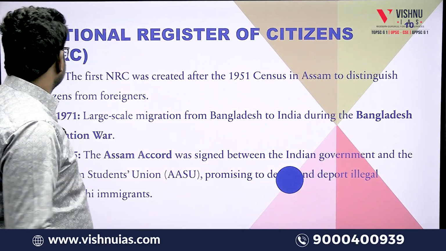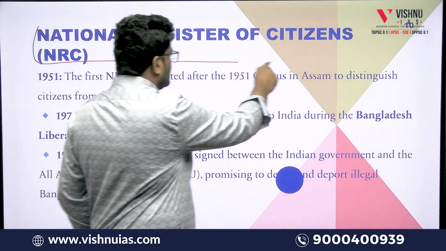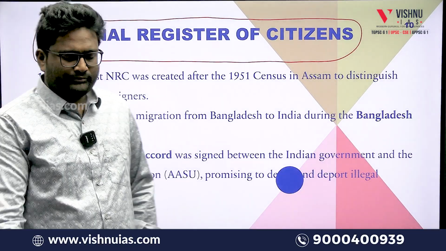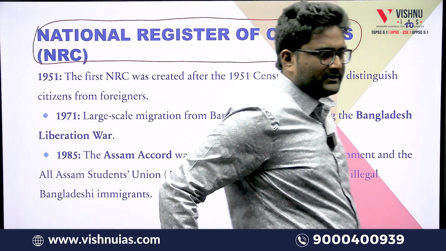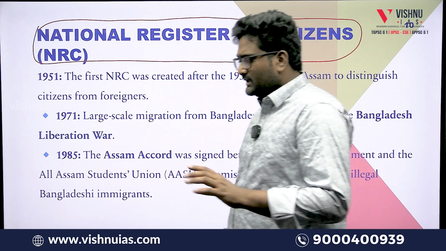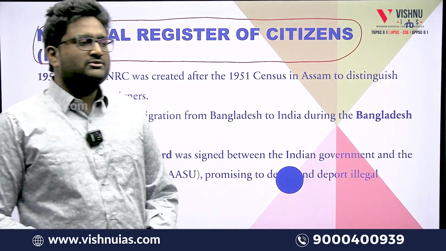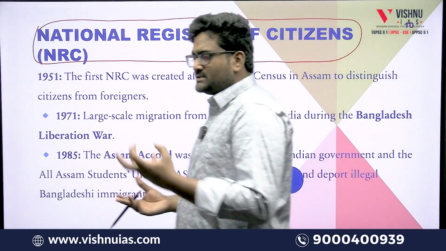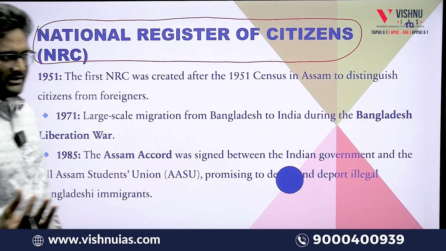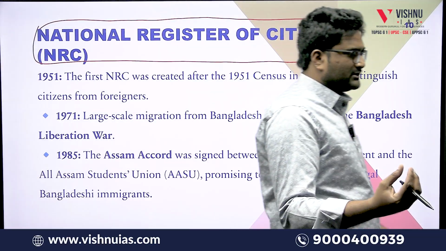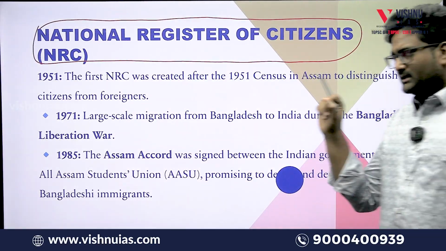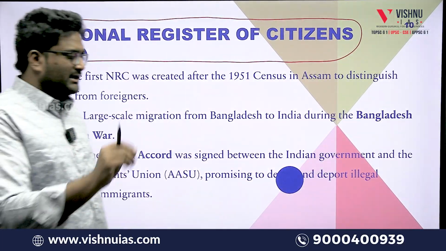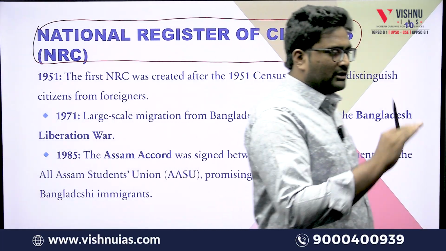Next, the National Register of Citizens, NRC. The NRC is in the news. Recently the Home Minister talked about it. NRC is nothing but the National Register of Citizens. It is a register that contains the names of the citizens of the country. In India, it contains the names of Indian citizens. Citizenship is different, Aadhaar is different. Aadhaar is not a proof of citizenship. If you look at your Aadhaar, it clearly says it is not a proof of citizenship. But the NRC consists only of the names of the citizens of the country, not the residents.